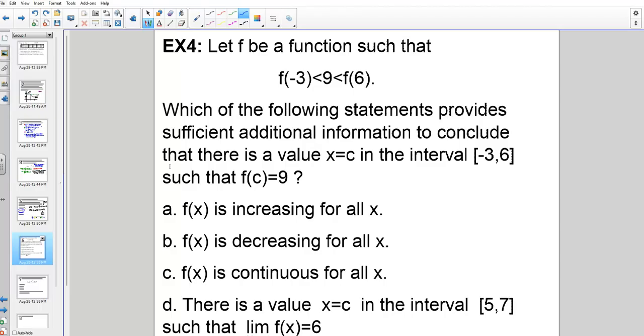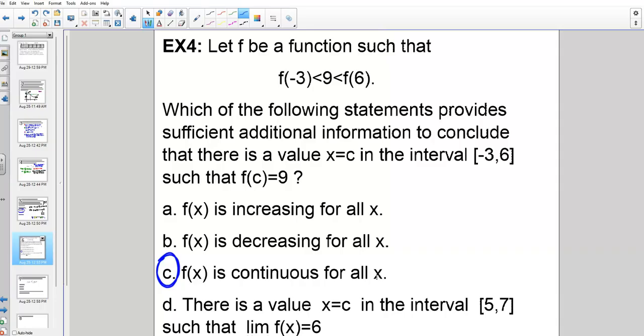Okay, it's got to be C. C is it. Because that's essentially intermediate value theorem, right? They're telling you that f of -3 is less than 9, less than f of 6, which means on the interval from -3 to 6, you know that this left point is lower than the right point. And it's saying that it's got to cross 9, right? In order for that to be the case, f has to be continuous.